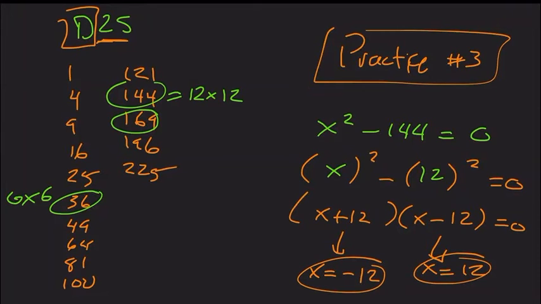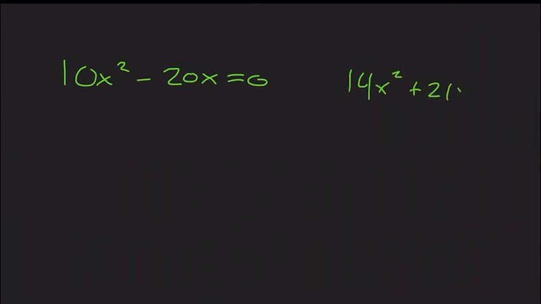All right, now let's move on to the last method, which was factoring by GCF. So this would be like if we have, let's say, 10x squared minus 20x equals 0, or let's say 14x squared plus 21x equals 0. So this is the one where we want to list the factors of these numbers. Careful not to confuse this too much with reverse FOIL. This is a different thing we're doing.